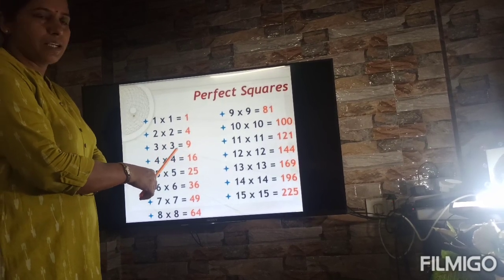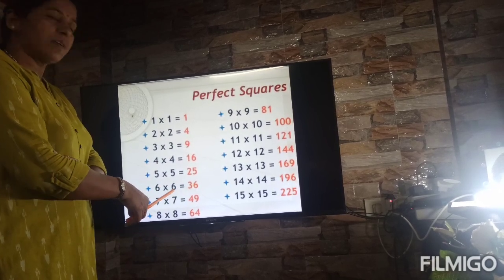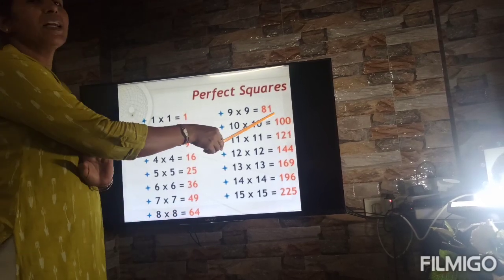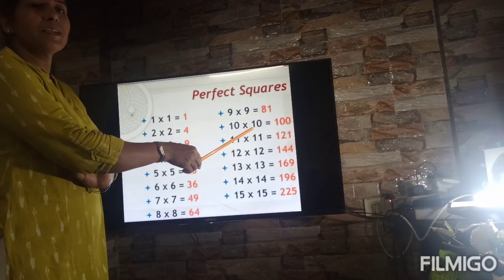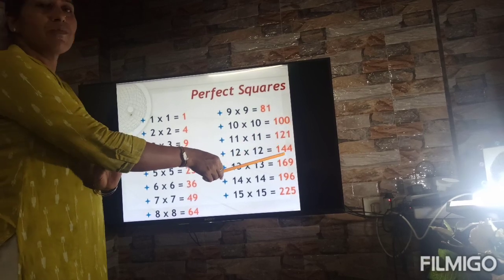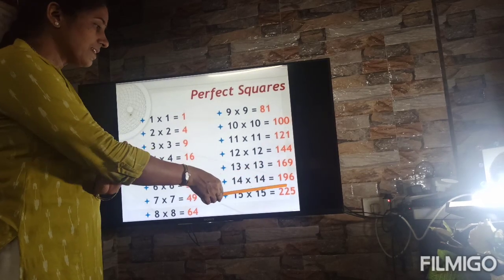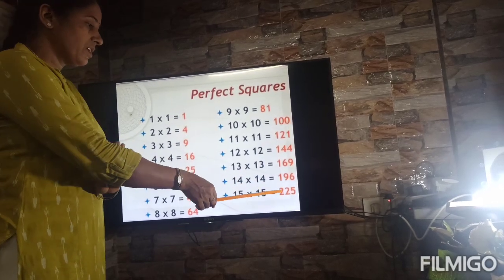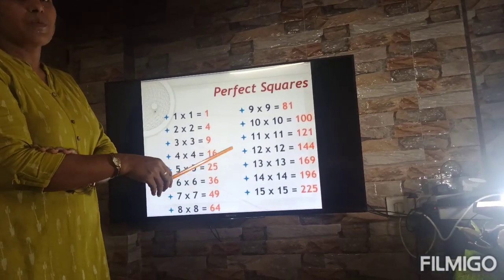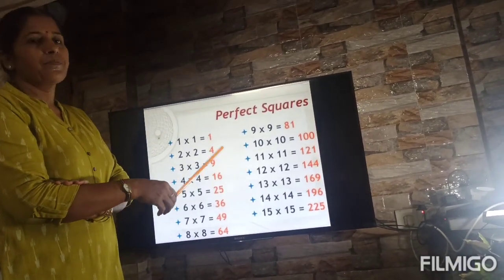9's square root is 3. 16's square root is 4. 25's square root is 5. 36's square root is 6. 49's square root is 7. 64's square root is 8. 81's square root is 9. 100's square root is 10. 121's square root is 11. 144's square root is 12. 169's square root is 13. 196's square root is 14. 225's square root is 15. Like that, you have to practice up to 30 square roots. I will give a chart of square roots 1 to 30. Okay?